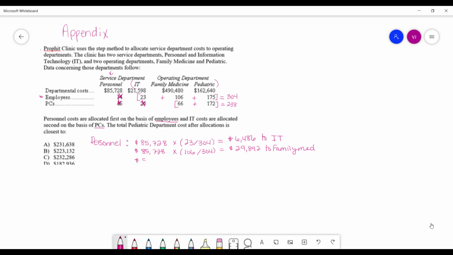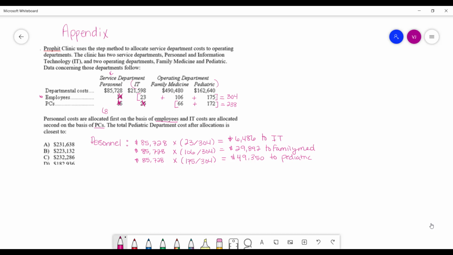And then lastly, the pediatric operating department uses 175 employees of the 304. So that means the pediatric department, when you punch that into your calculator, is becoming responsible for $49,350 of personnel costs. So that's how much of the personnel costs will get allocated to the pediatric department.